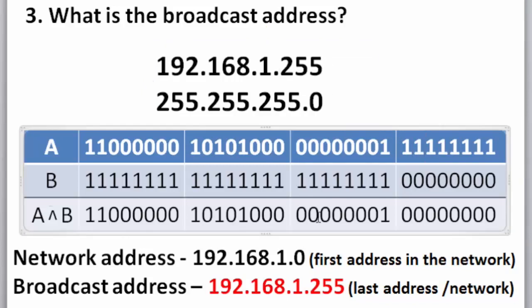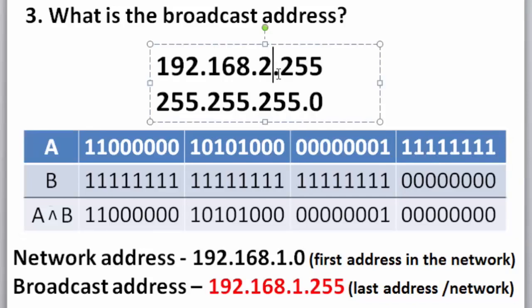If we do an ANDing operation between the broadcast address here and the subnet mask, you'll see that it generates the same result. Notice a true and a true makes a true, and a true and a true makes a true, false and a true a false, all the way over. And when we get to the last octet, a true and a false is a false, a true and a false is a false, and you can see that the ending result of network address is still 192.168.1.0.